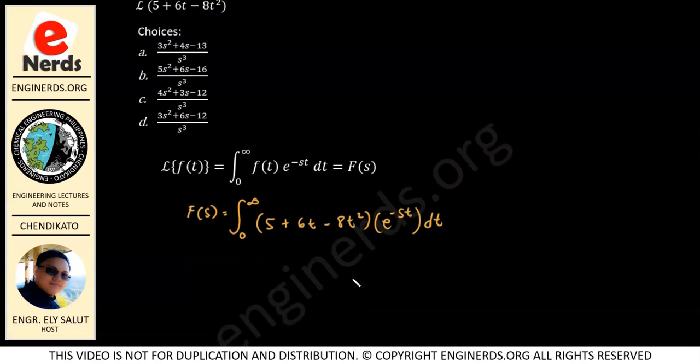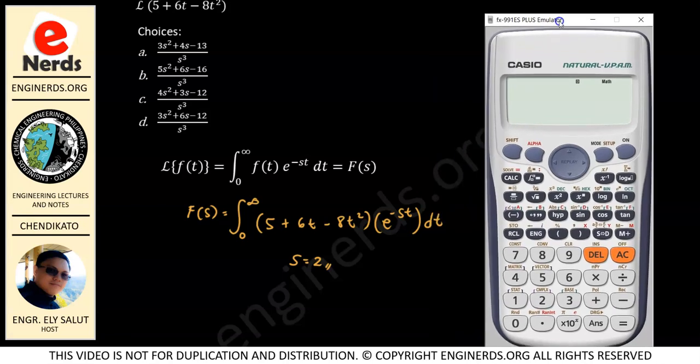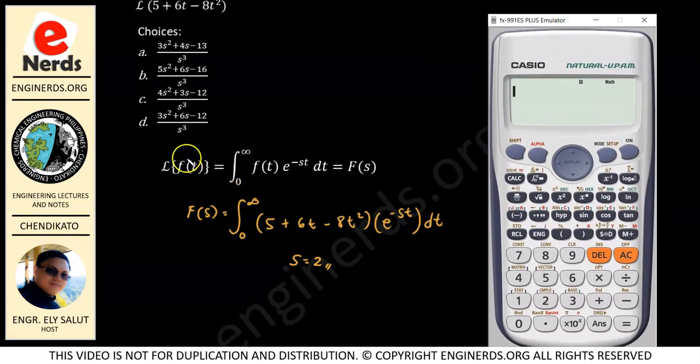Now, para makuha natin tong sagot na to, we need to assign a value ng ating s, no? So let me say our s is equal to 2. Okay, you can assign any value, but in this case, I'm going to use the value of 2. So I have a calculator right here and I'm going to solve this. So, para makuha natin yung Laplace transform, since it is equal to this expression right here, yan ang i-encode natin dito sa ating calculator. So, we need to take the integral of 5 plus 6t minus 8t squared, no?